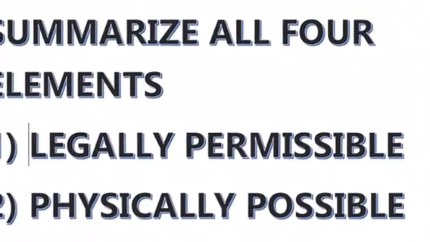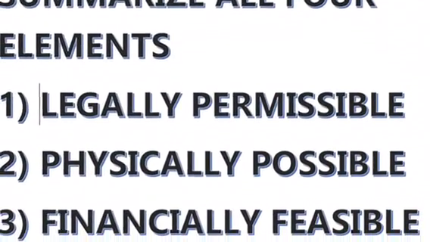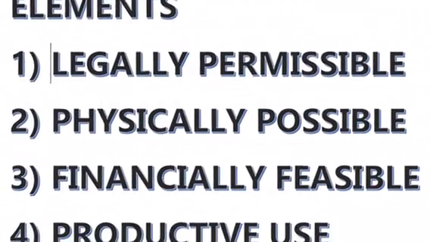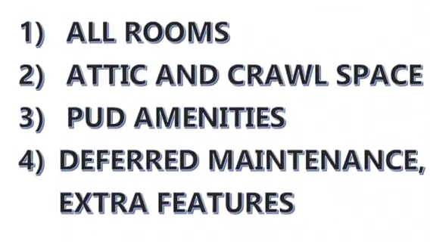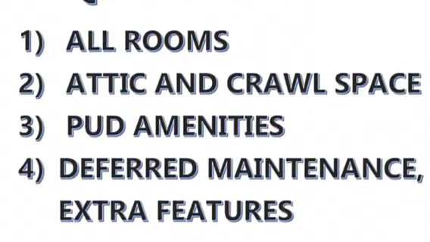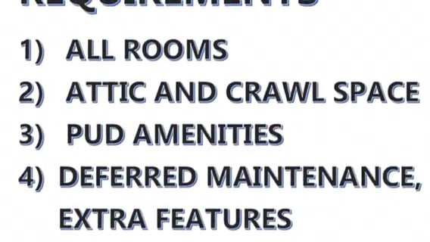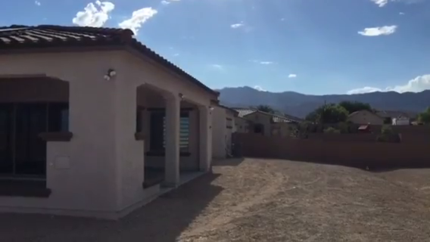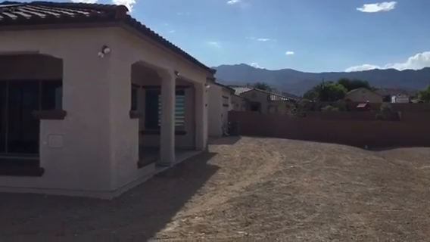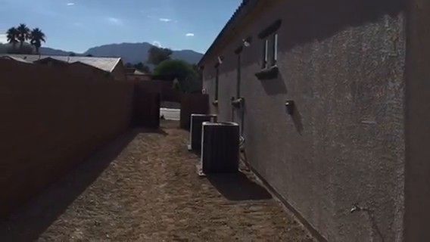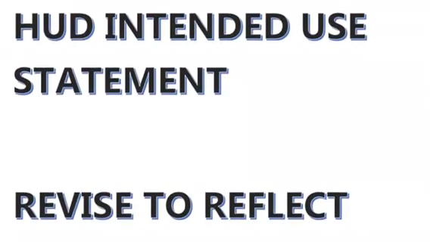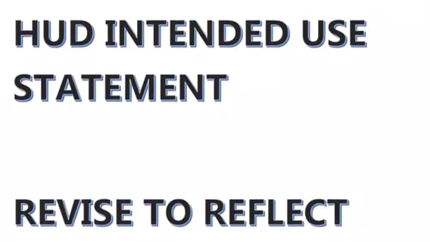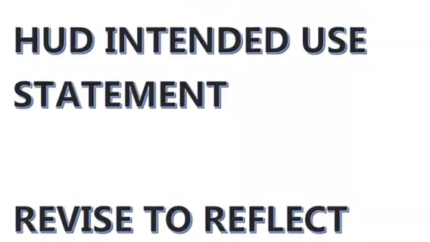The Handbook requires the appraiser to summarize all 4 elements of highest and best use as required by USPAP Standard 2. Additional photograph requirements are required, including all rooms of the house, crawl space, attic areas, any areas of deferred maintenance, or improvements that make a contribution to value, in addition to common area amenities for homes in condo or PUD subdivisions. The appraiser must remember to update his HUD intended use statement to reflect the new handbook and specifically identify HUD as the only intended user of the appraisal.